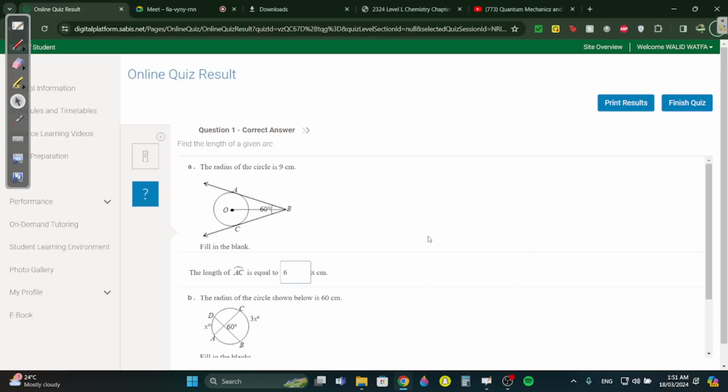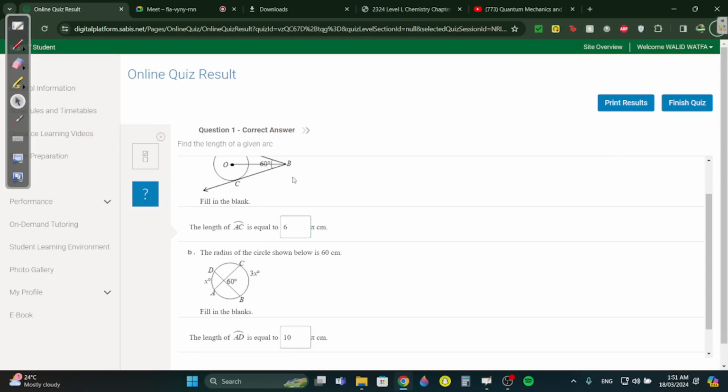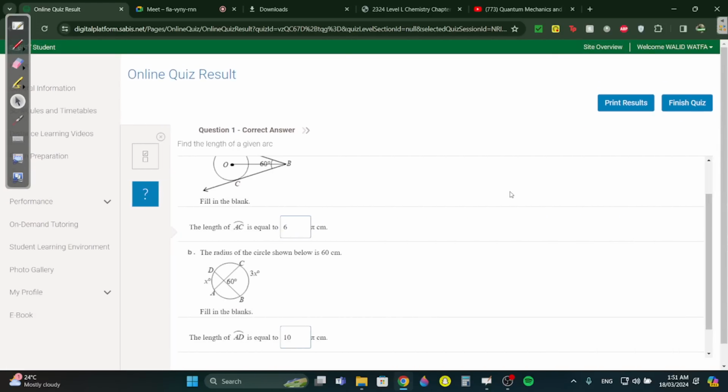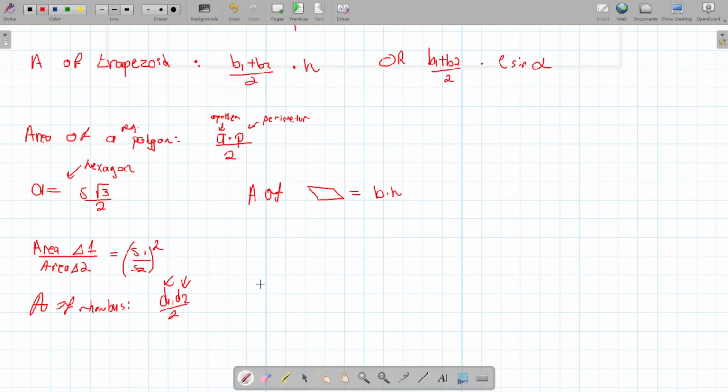This is the 5.3 recording. It's all about the length of the arc and the area of the sectors. One formula you need to know, I'll say two formulas. We'll put them here. The length of an arc is theta over 360 times 2 pi r. Theta is the angle of the arc.